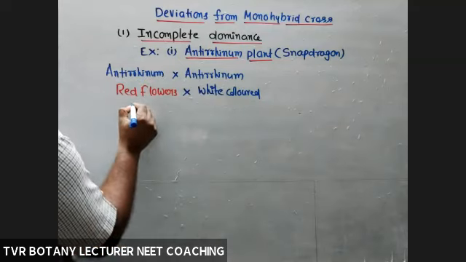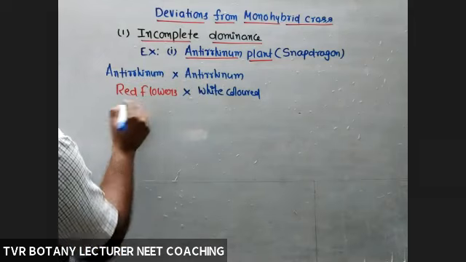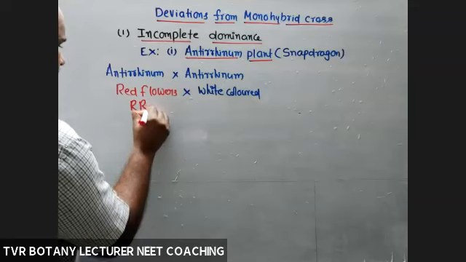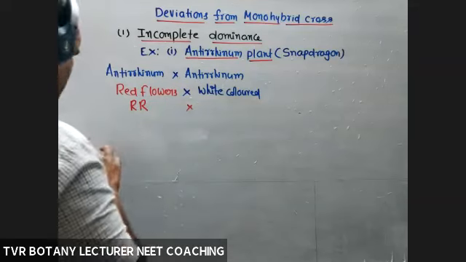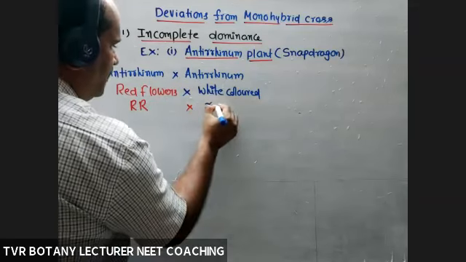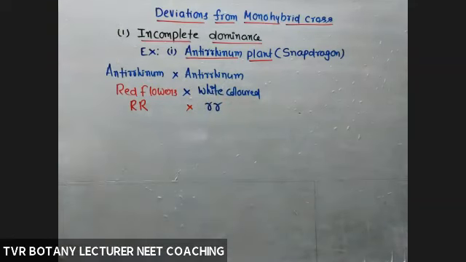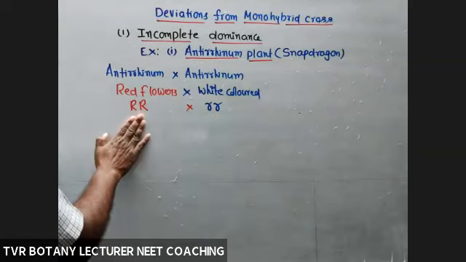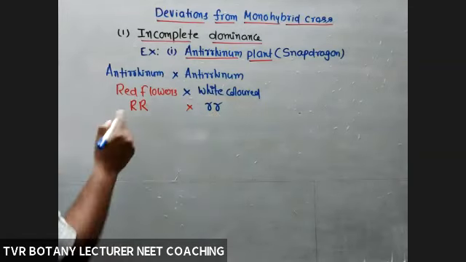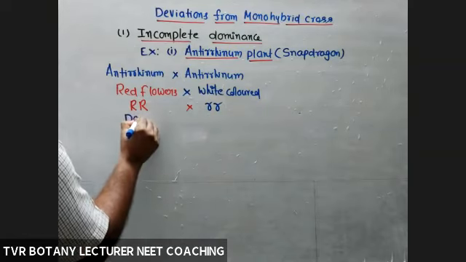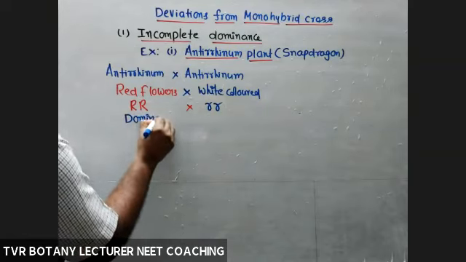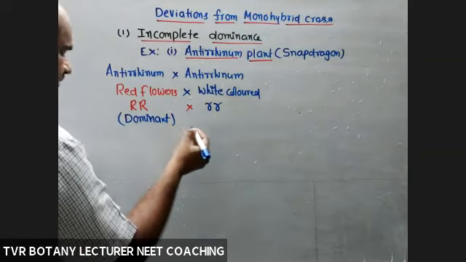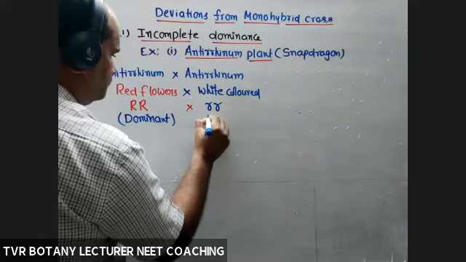And what about the genotype of these two? Red flowers: capital R crossed with small r. Homozygous dominant, homozygous recessive, like Mendel's monohybrid cross in the case of Pisum sativum.